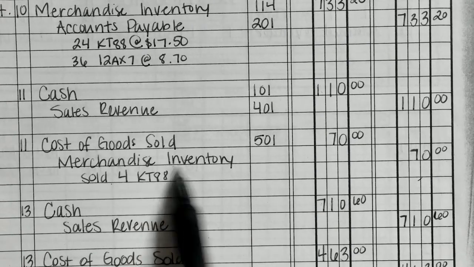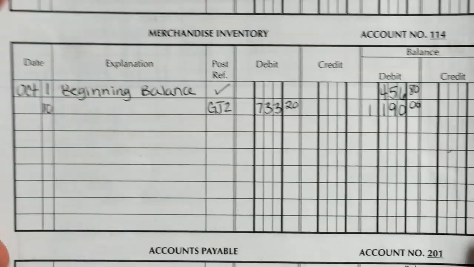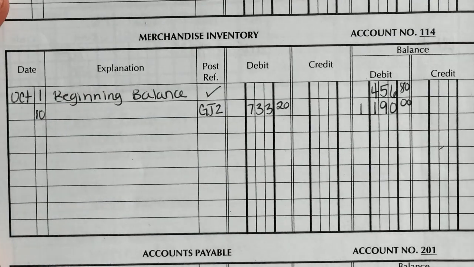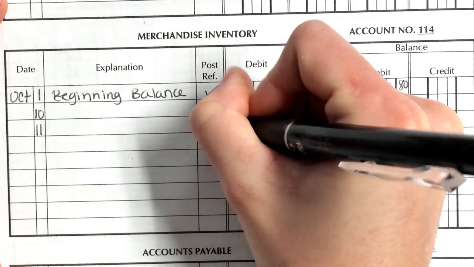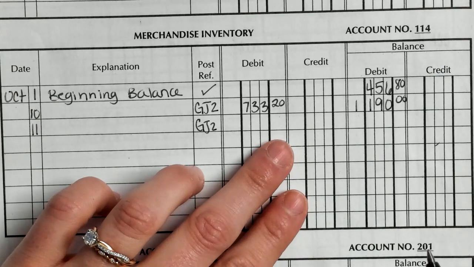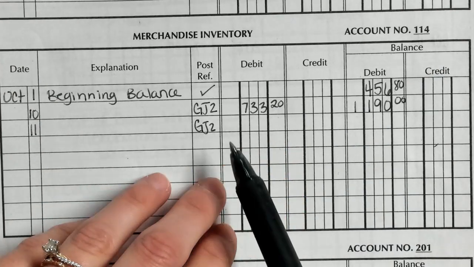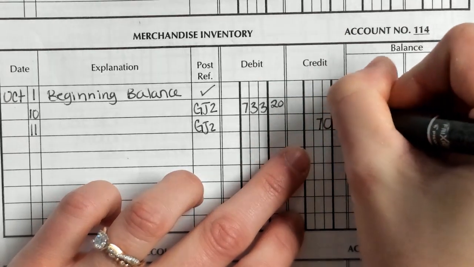And then merchandise credited 70. So if you're working ahead, pause for just a second and follow along on the merchandise inventory. Just make sure that you're doing these ledgers correctly. For this merchandise transaction, I need to credit the account $70.